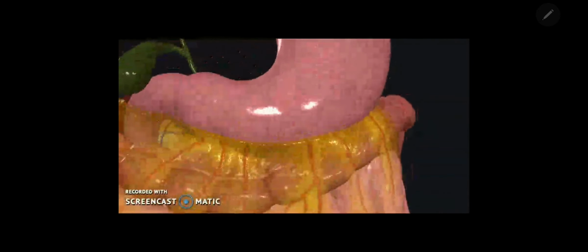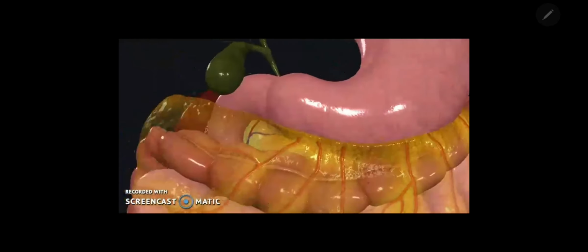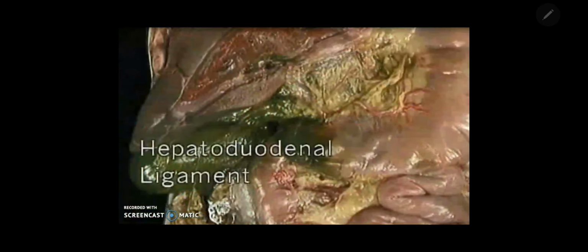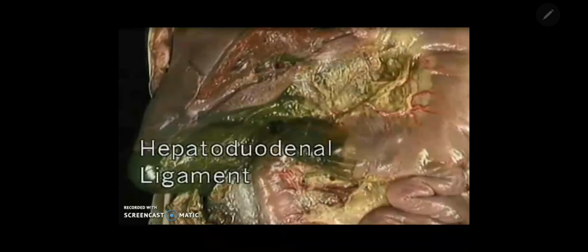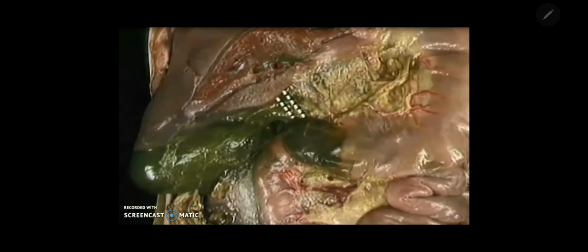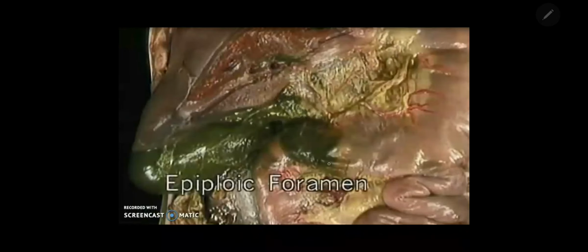You can see the hilum there, and as you come here, you can see the head of the pancreas is here with the anastomosis between the first and second part. On the right side you will see the right colic flexure. You can notice the second part there. So already we have seen that the epiploic foramen was there, that is the lesser omentum.